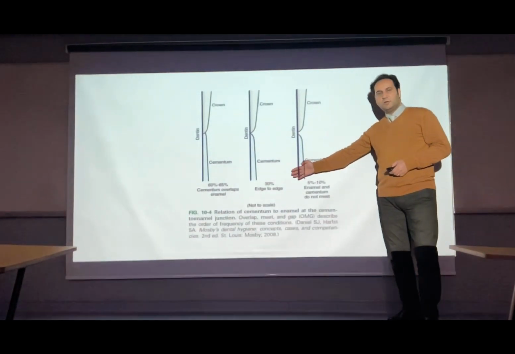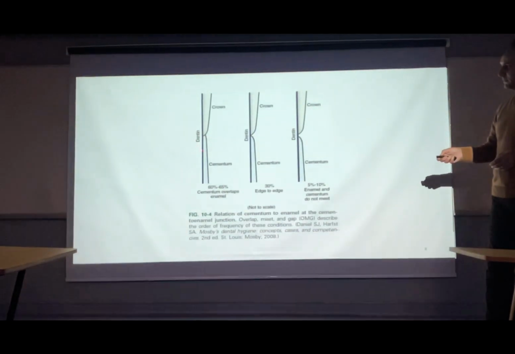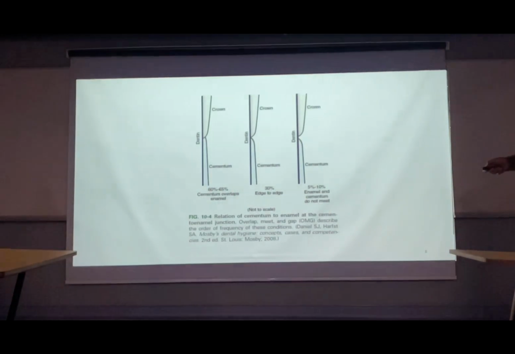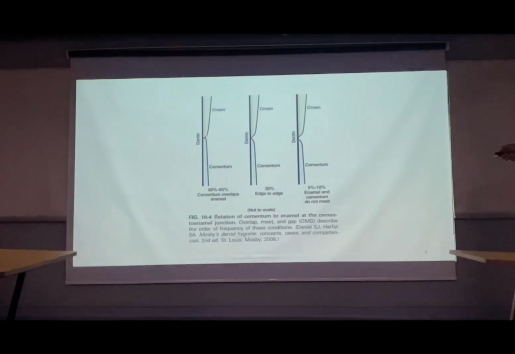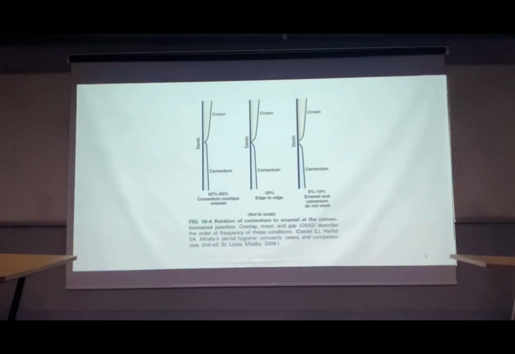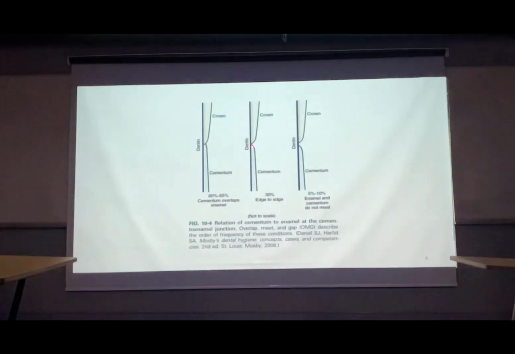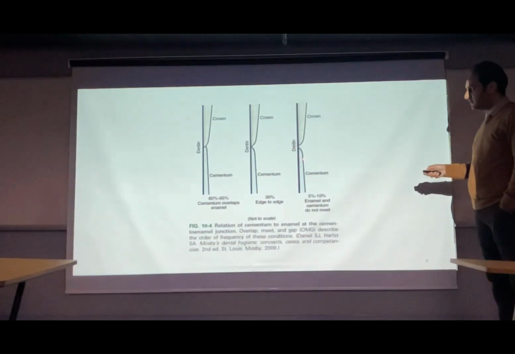We have three different types of the cement, enamel, and dentin interaction area. Sometimes our cementum slightly overlaps the enamel. In 60% or 65% of humans, we have this structure, where cementum slightly overlaps the enamel. Sometimes, in 30%, we have an edge-to-edge structure. In this structure, cementum completely connects with the enamel, but does not overlap. But sometimes we have a gap between the cementum and enamel.